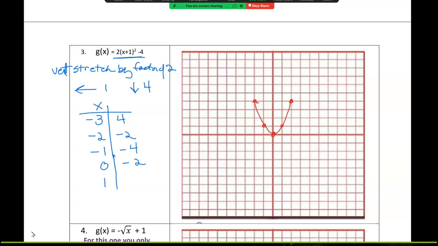1 plus 1 is 2. 2 squared is 4. 4 times 2 is 8, but I'm not nervous, so then I'm going to go down by 4. That's going to be 8 minus 4 is 4. I've got 5 numbers. Let's plot it and see whether that's going to work.